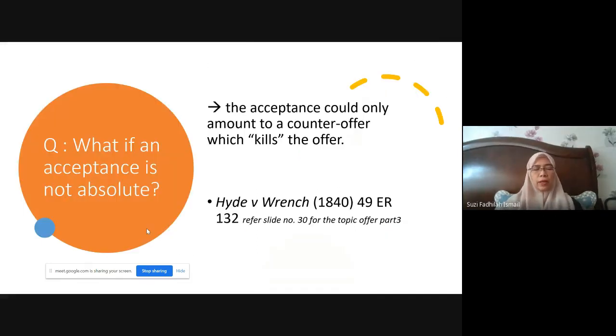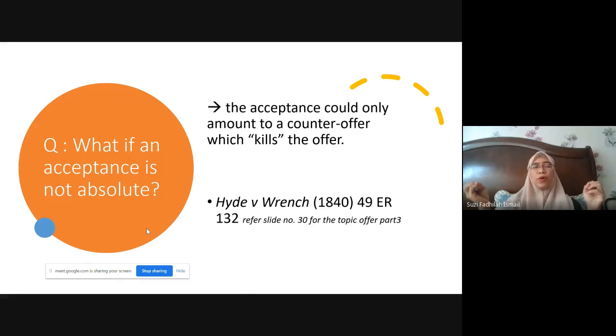Another issue: what if an acceptance is not absolute? We know the rules say it has to be absolute. But what if it is not? What is the status? What's the position? Basically, in that situation, the acceptance will amount to a counter offer. Meaning here the parties change roles. So it kills the first offer. It terminates it, puts an end to the first one.